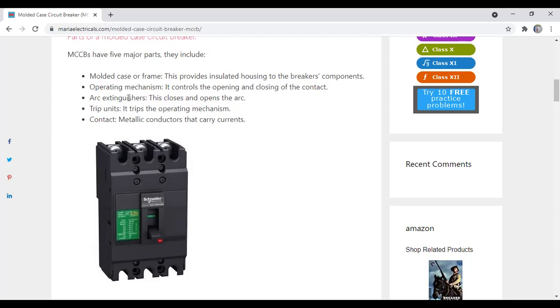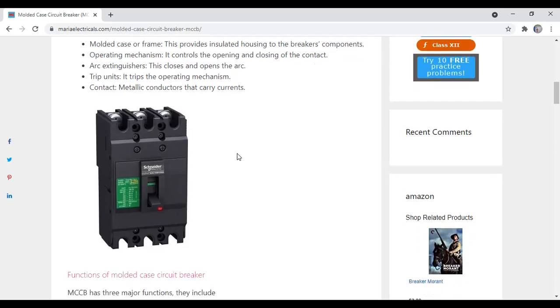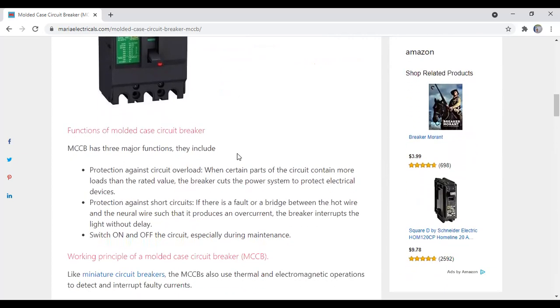Okay. Next, arc extinguishers. Yesterday we saw this closes and opens the arc. Trip units. It trips the operating mechanism. Trip unit means, suppose you are setting the trip value to 1000 ampere, up to 1000 ampere it is in the closed position only. After 1000 ampere, it will be tripped. It will open the circuit. Contact: metallic conductors that carry currents. Okay, this is about MCCB.